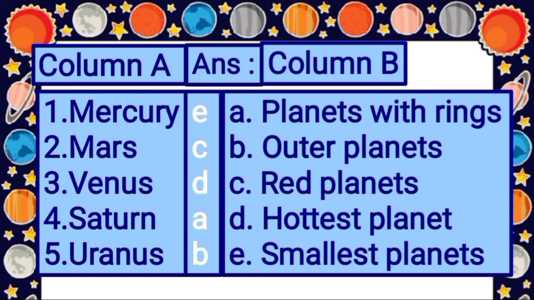Now fifth question, Uranus. As you know, Uranus and Neptune are farthest from the sun, and together with Jupiter and Saturn they are also called outer planets. So here answer is option B, outer planets. So for fifth question from column A, Uranus, answer is option B, outer planets.